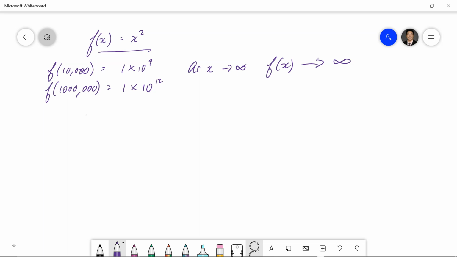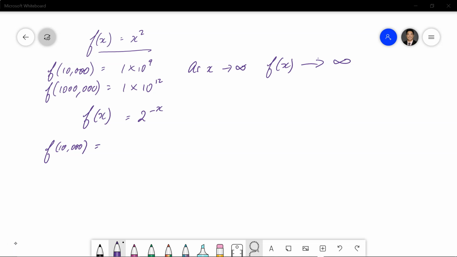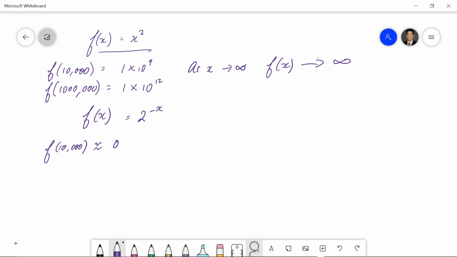If we tried, for example, f of x equals 2 to the power of minus x, and do exactly the same thing, we're going to replace x with 10,000, we'll get something that is very close to 0. Same thing if we replace it with a million, we're going to get something that's very close to 0. So what we could say is that as x approaches infinity, as the numbers get larger, the function f of x, in this case 2 to the power of minus x, approaches 0.